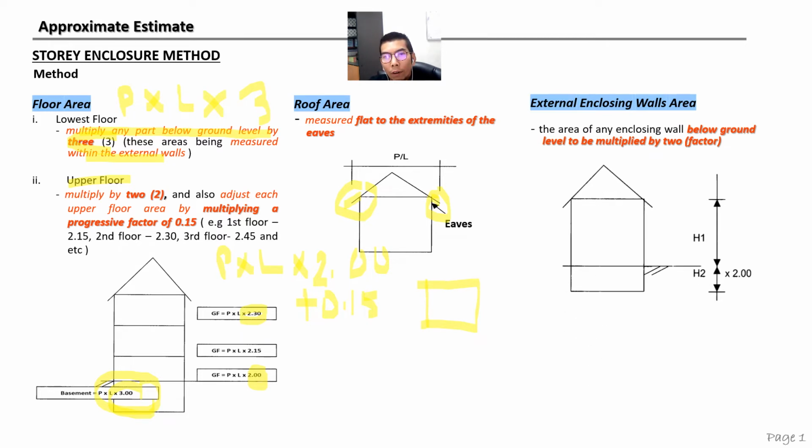For the last part under the Storey enclosure method, you need to calculate the wall area, or the external enclosing wall areas. So the area of any enclosing wall below ground level is to be multiplied by 2. If you have a basement, again, you have to multiply it by 2, the progressive factor. The upper floor is no problem, as usual. But for the basement, you have to multiply by 2, the progressive factor. Other than that, no need to multiply by any progressive factor for the wall area. So that's how we apply the Storey enclosure method.